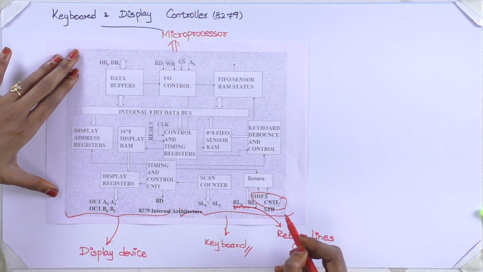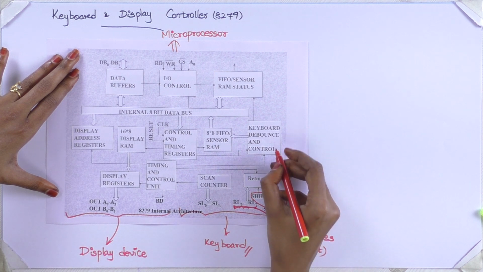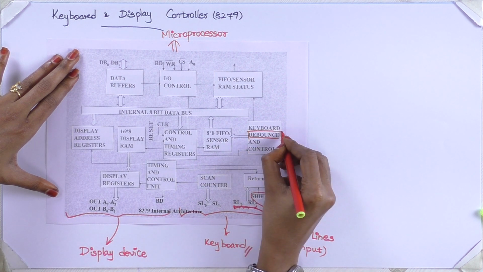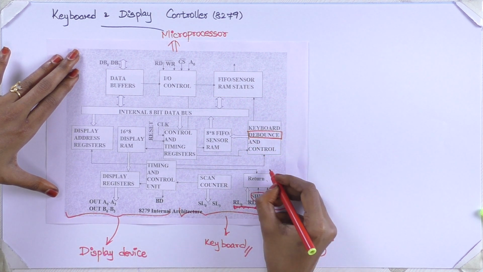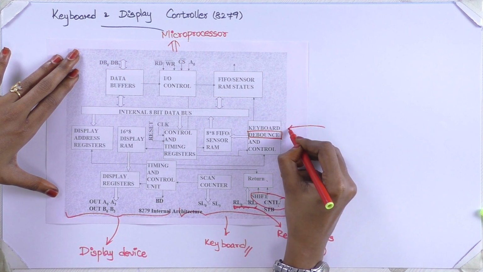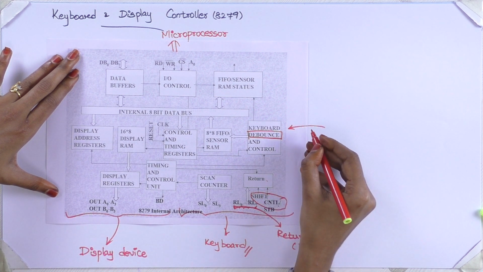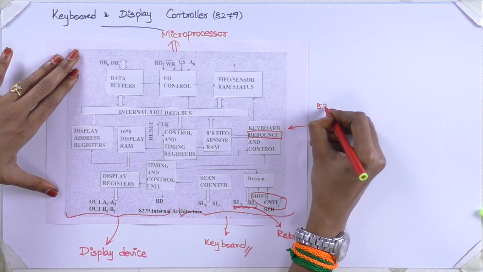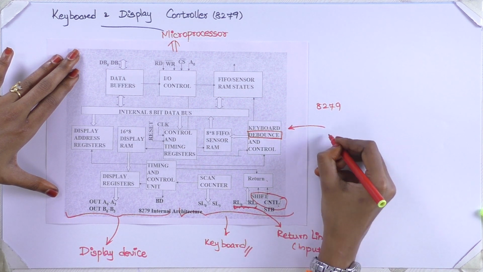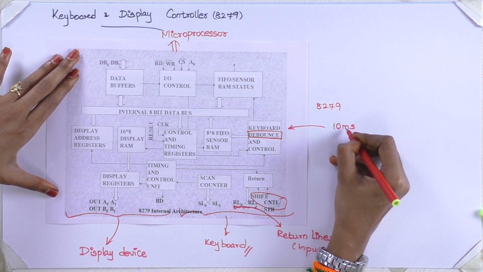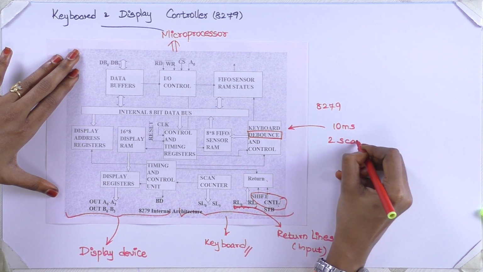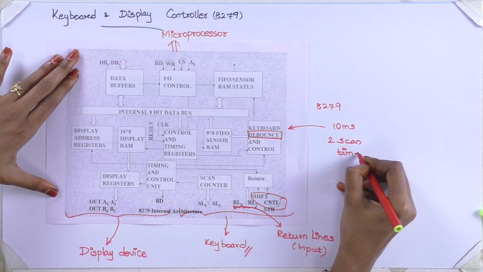Once the key has been pressed, it will go into keyboard debounce checking. What is key debounce? Once the key has been pressed, the processor, that means the 8279, will wait for 10 microseconds, that is for 2 scan time periods.